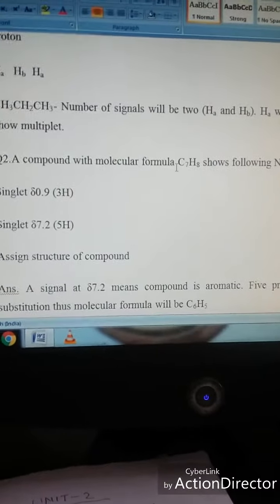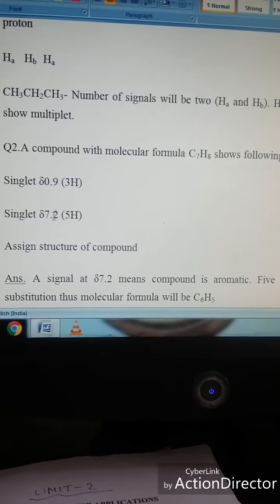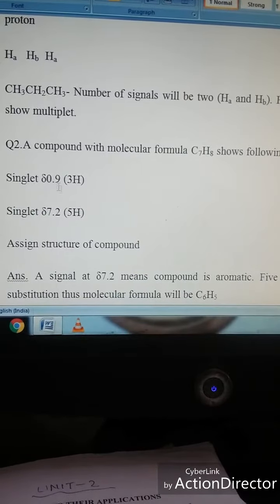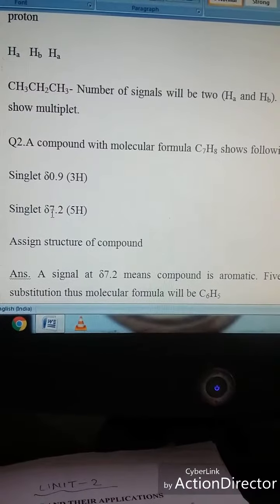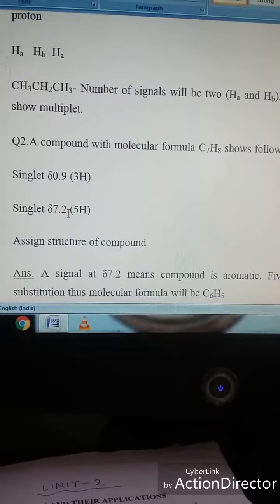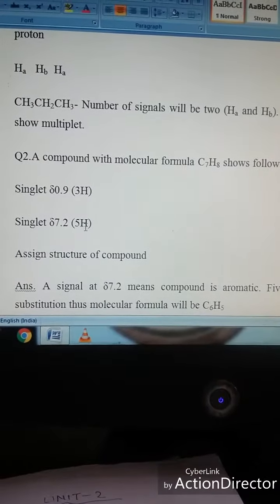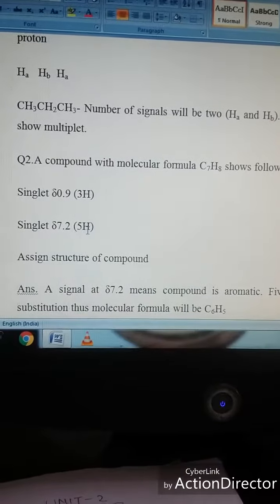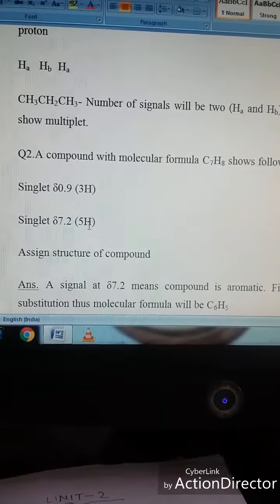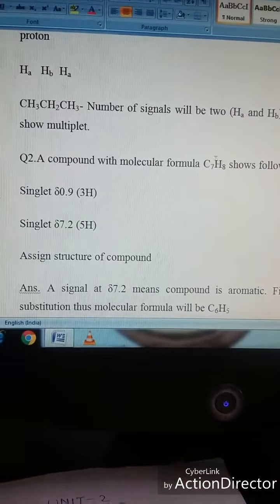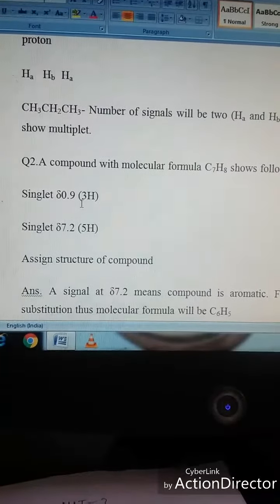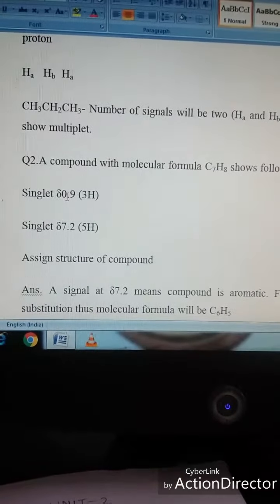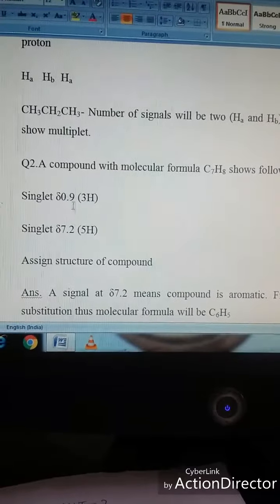Now let us solve a problem. The molecular formula is C7H8. It is showing a singlet at delta 7.2 for 5 protons and a singlet at delta 0.9 for 3 protons. Now delta 7.2 means it is an aromatic proton. Aromatic means it should have C6H6, but here 5H is written. It means one hydrogen is replaced. It means that there is one substitution. Now that comes to be C6H5. C6H5, if you subtract from C7H8, you will get CH3. It means that the substituent is a methyl group CH3, which is showing a signal at 0.9. So it is methyl. So the compound will be toluene.